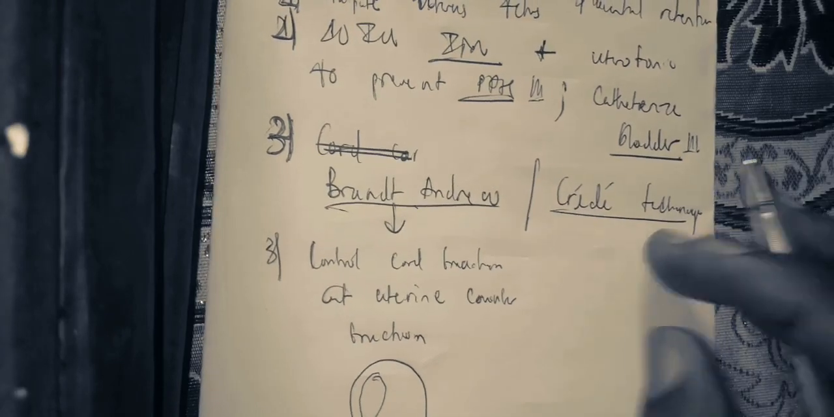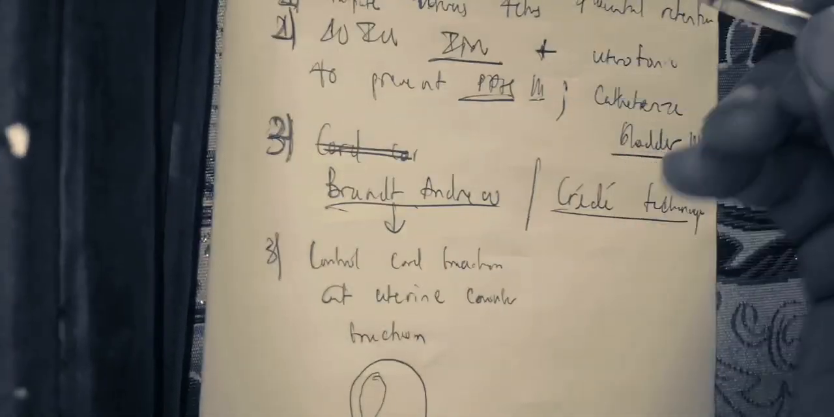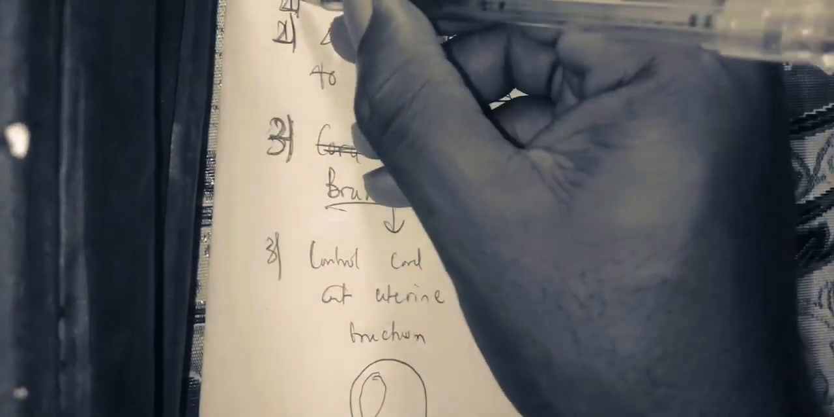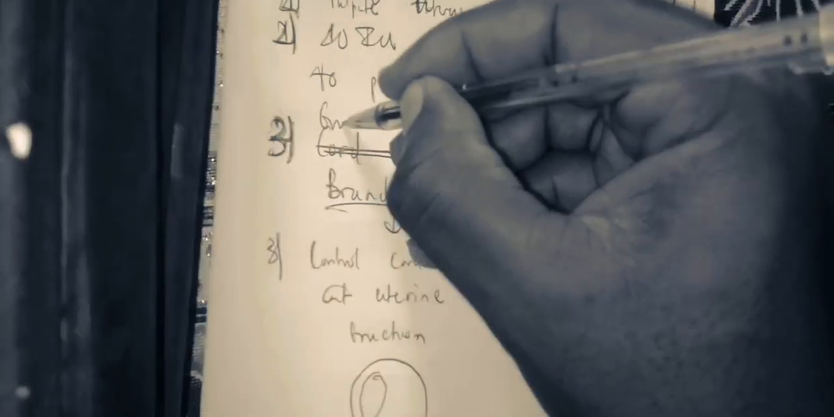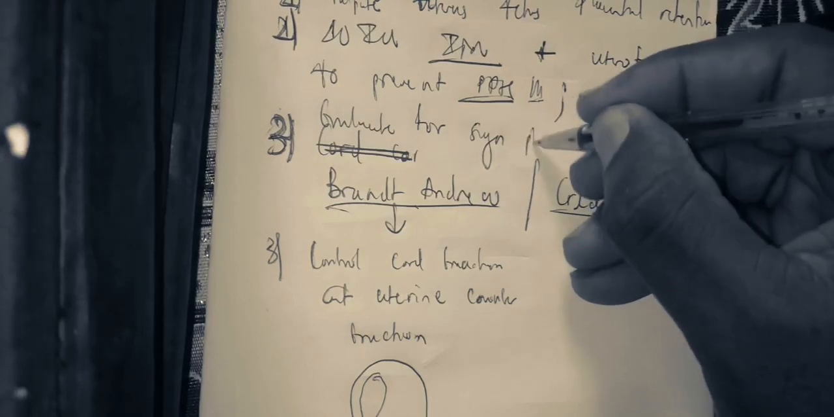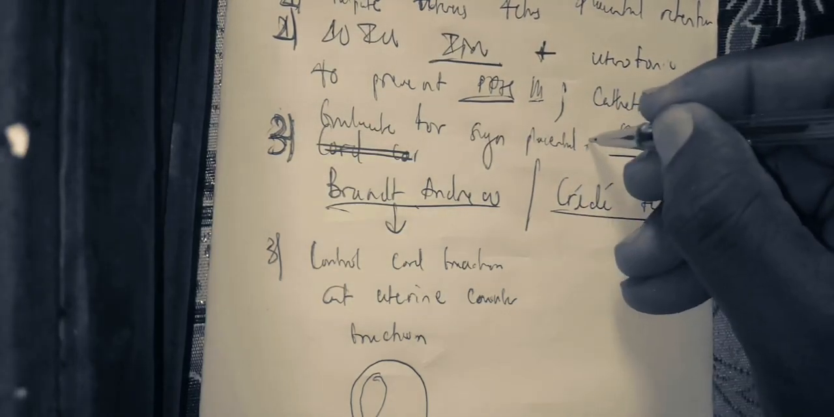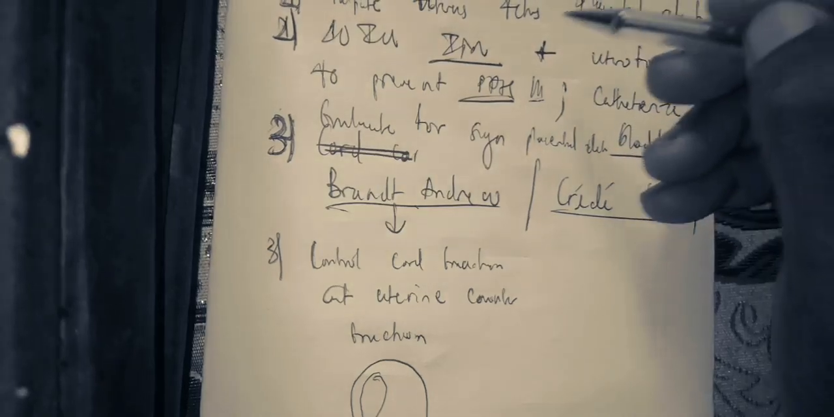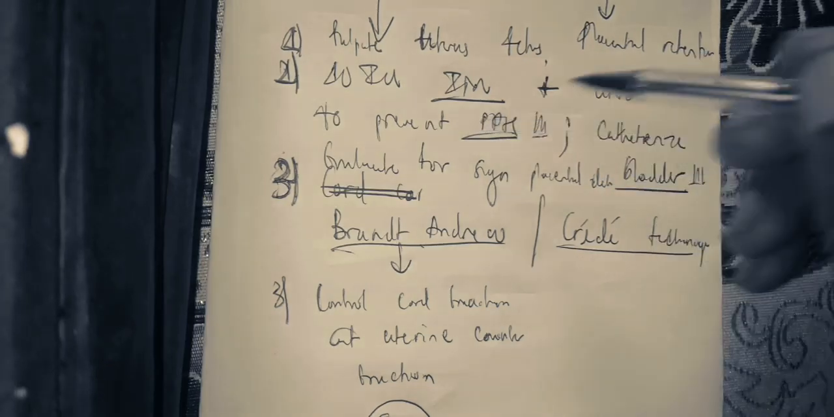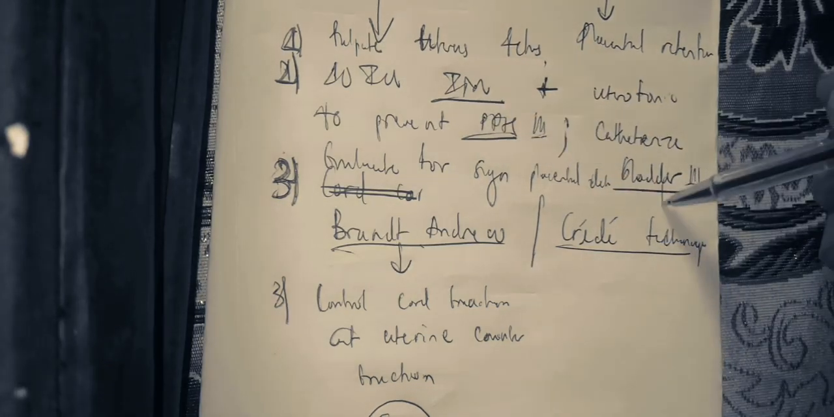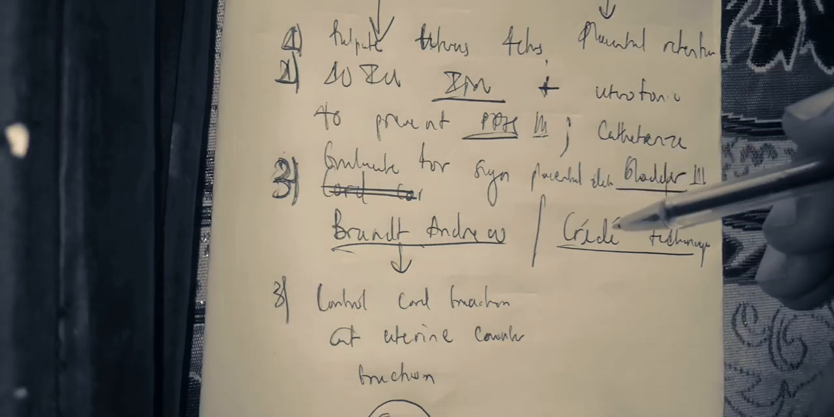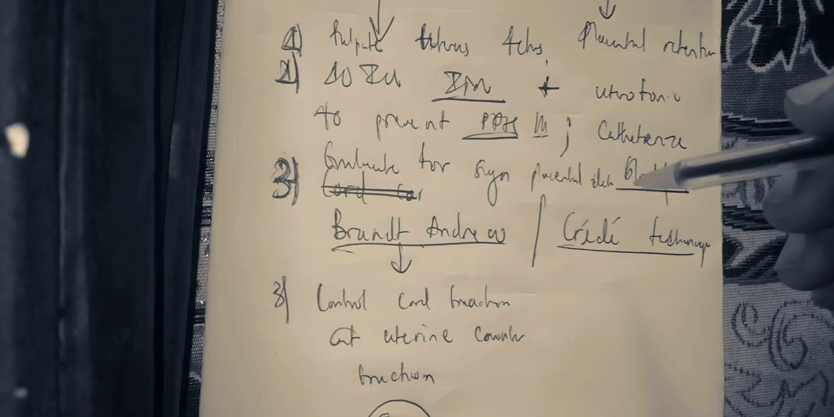Is it clear? Before going to the Brandt-Andrews technique and all that, you must evaluate. So one, two, three. The third element is to evaluate for signs of placental detachment. The first is to palpate the uterus to find any fetus. The second is to inject an international unit IM, give uterotonics to prevent postpartum hemorrhage, and even catheterize the bladder. The third is to evaluate for the signs of placental detachment. Is it clear?